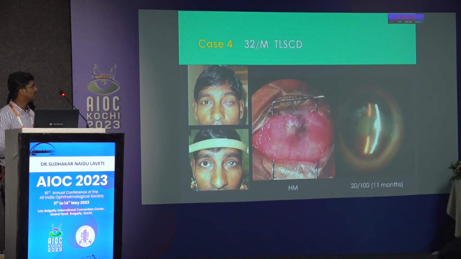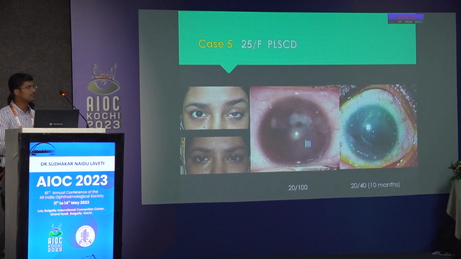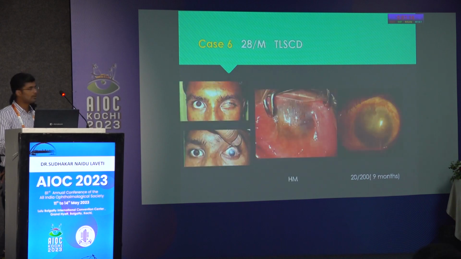And this is case 4, a 12-year-old male child with total limbal stem cell deficiency. The vision improved to 20/100 after an 11-month follow-up period. This is case 5, a 25-year-old female with partial limbal stem cell deficiency. The presenting visual acuity was 20/100, and it improved to 20/40 after a 10-month follow-up period. This is case 6, a 28-year-old male with total limbal stem cell deficiency. The visual acuity improved from hand movements after a 9-month follow-up period.